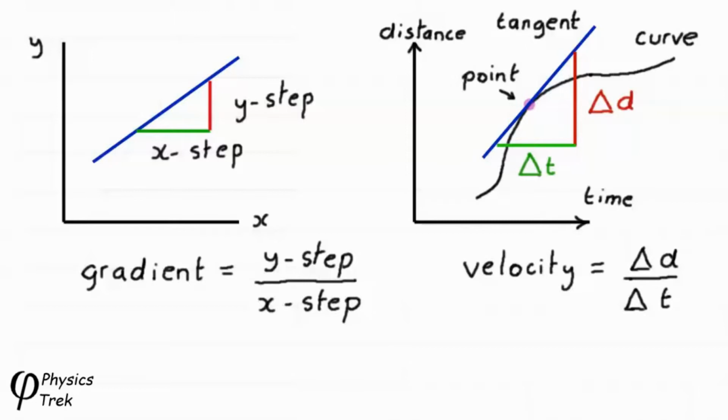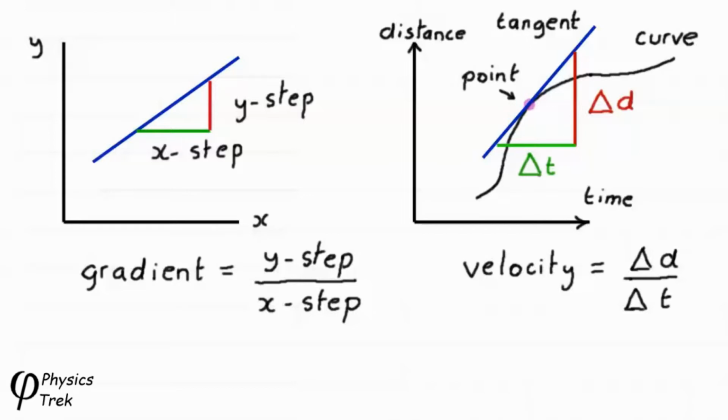So it follows that in a region of the curve where the gradient increases, there's acceleration. Where it decreases, there's deceleration or retardation. And where the gradient stays the same, we have a constant or uniform velocity.